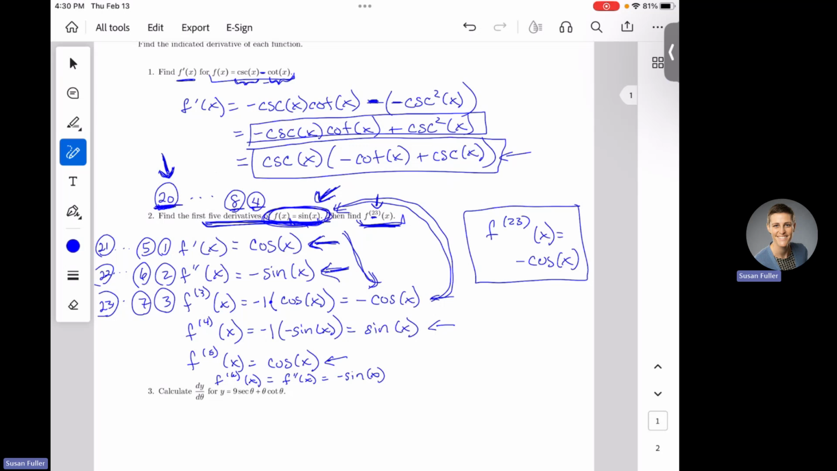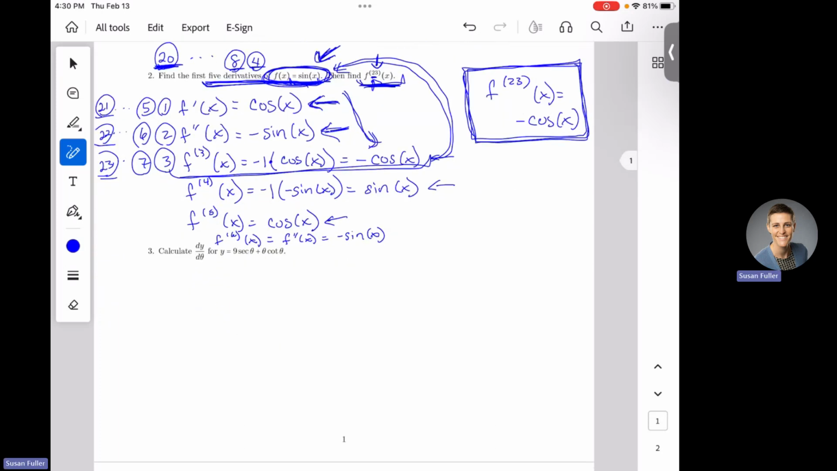So 20 is going to be my last multiple of 4 before I get here. And then I can just count 20, 21, 22, 23, and I know I'm going to end up right back at this one. So again, with repeated derivatives, patterns are our friend. And we can use those patterns to find higher derivatives without taking all of those derivatives.